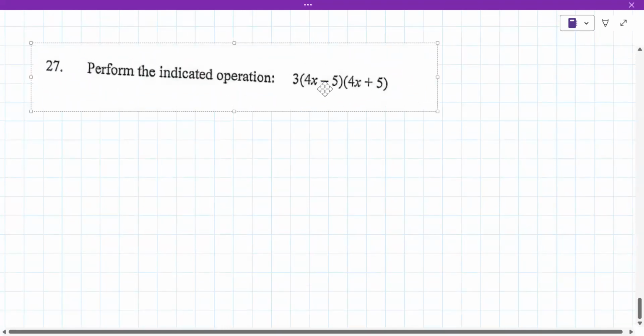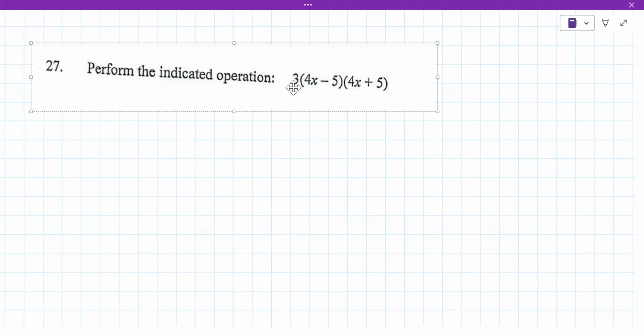Let's do one last problem here before we stop for a little break. I want you to first FOIL this, and then multiply by 3. 4x minus 5 times 4x plus 5. 16x squared plus 20x minus 20x minus 25. 16x squared minus 25, in parentheses, then you multiply that by 3.